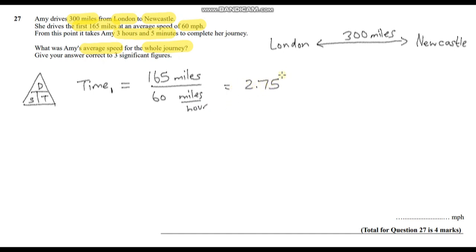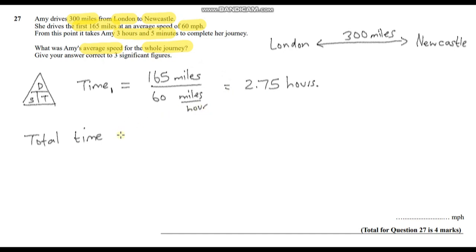2.75, and our units will be in hours. So that is hours. Right, so let's have a look at the next point. Now it says from this point, it takes Amy 3 hours and 5 minutes to complete her journey. So we can work out the total time, just by adding these two numbers together.